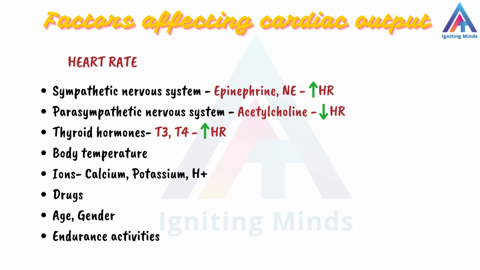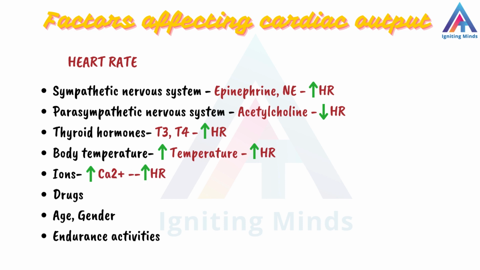Thyroid hormones T3 and T4 are powerful regulators of heart rate. They increase the basal metabolic rate and cause a positive chronotropic effect on the heart. They act via the nuclear receptors and ion channels in cardiomyocytes, resulting in an increase in heart rate. Body temperature is an independent determinant of heart rate. For every degree of rise in body's internal temperature, the heart rate increases by about 10 beats per minute approximately.